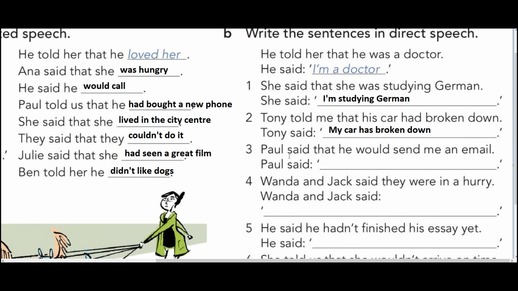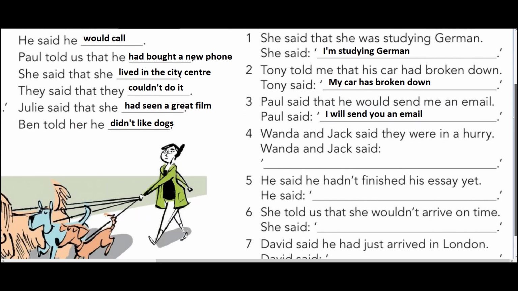Number 3. Paul said that he would send me an email. Paul said, I will send you an email. Something like that. Number 4. Wanda and Jack said they were in a hurry. Wanda and Jack said, we are in a hurry. That's all here.